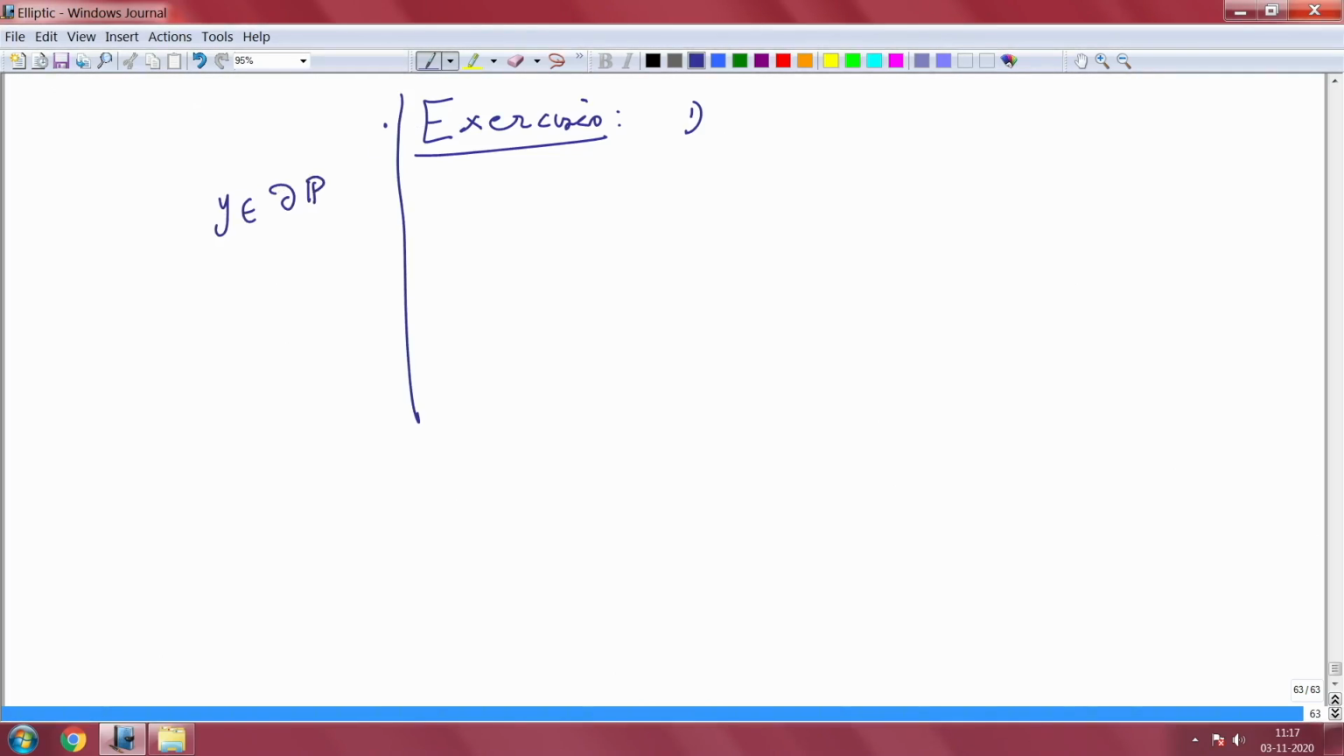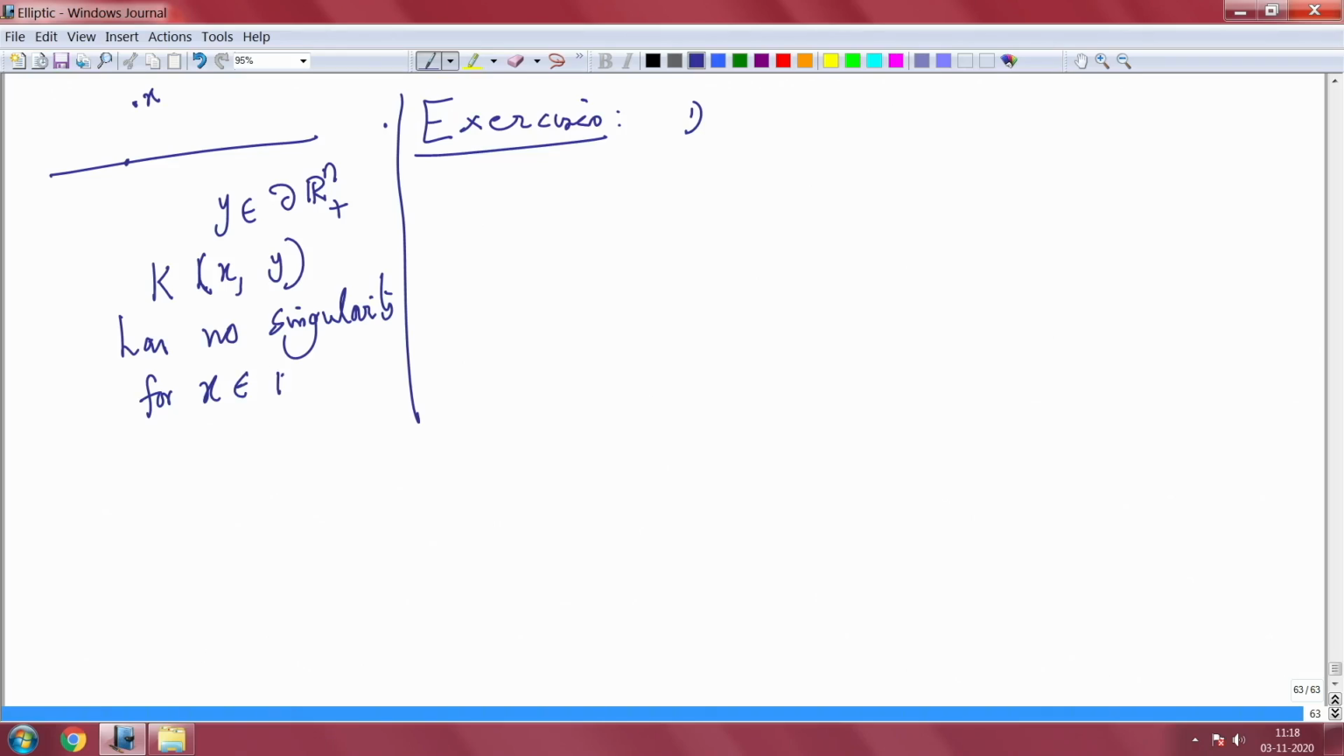If y is in the boundary of R n plus, so you see here y, the singularity of k is when x equal to y. If x is here, x minus y, so y is on the boundary, k has no singularity for x in R n plus. It is in the upper half plane, that is open set. Okay. That is fine. In fact, k is C infinity. Okay. So, for each x, so you can see that k is a C infinity function, which is I think for y in the boundary, k is a C infinity function, k is C infinity.